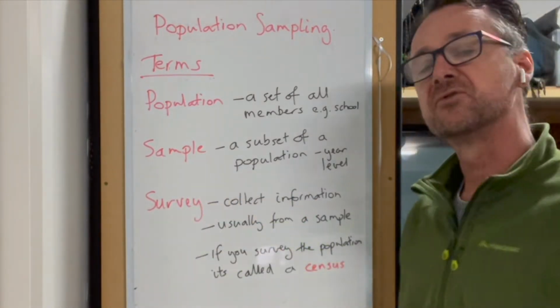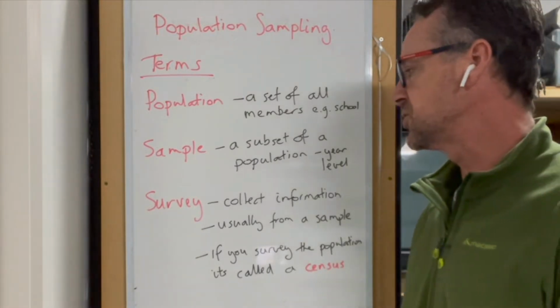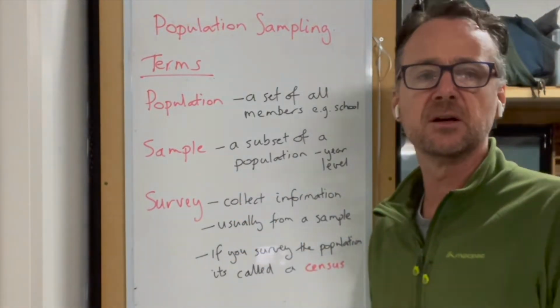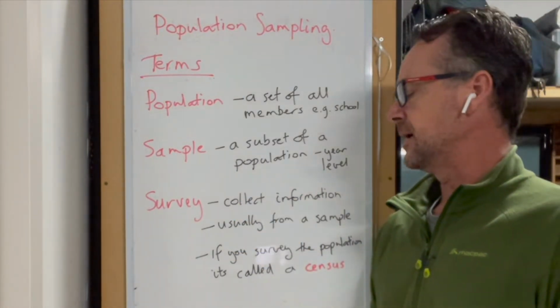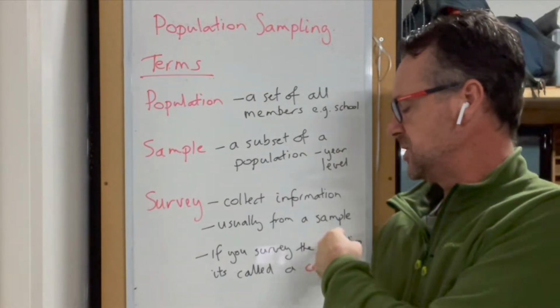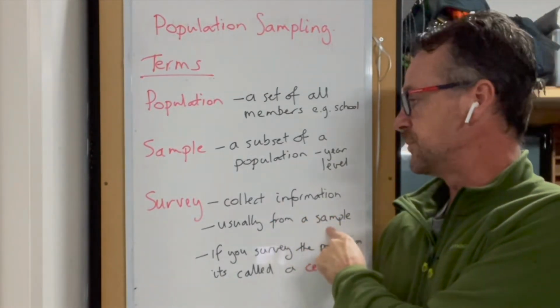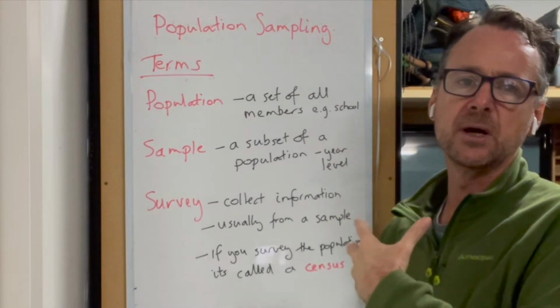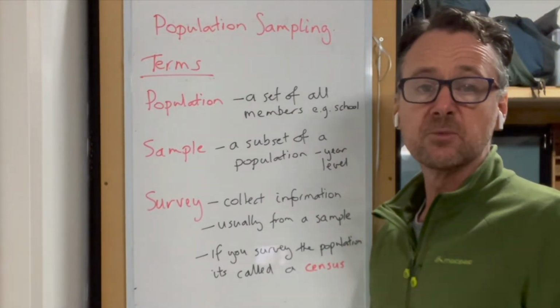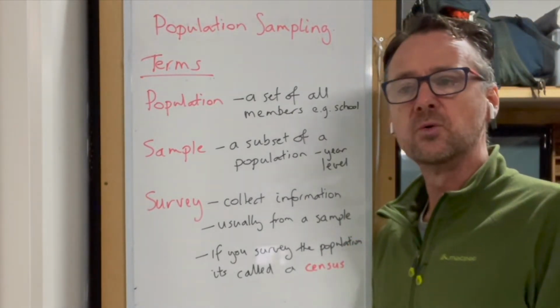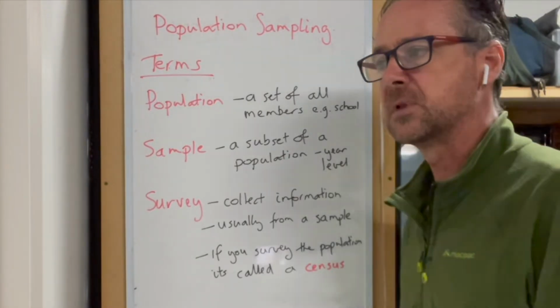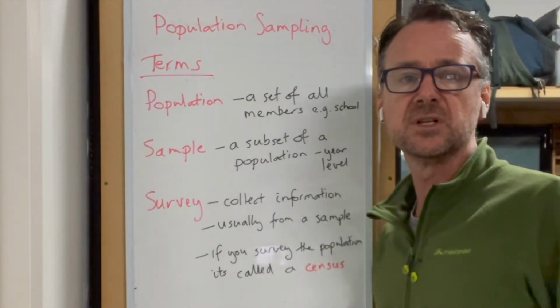Next is this idea of survey. Now, I'm sure you're familiar with the idea of survey. It's something that most students have done through their primary school years. It's where you collect information, and typically from this we collect information from a sample. For example, you might go and survey a certain number of students from each year level, or you might just survey one particular year level in order to get their opinions about something.